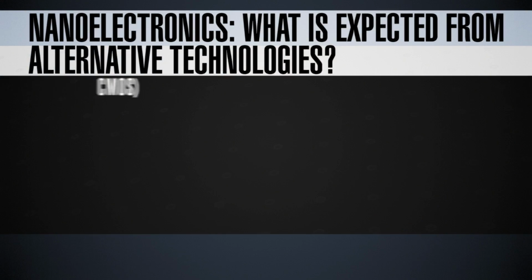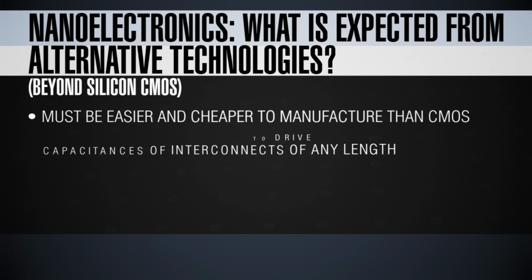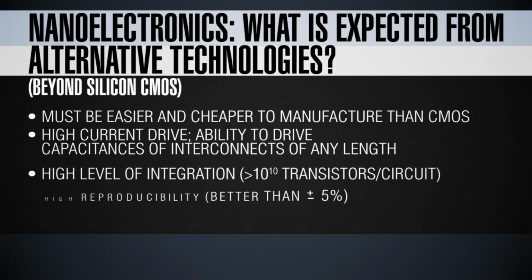In the rest of the presentation, I would like to focus on some applications. The first application that I want to talk about is nanoelectronics. So the real question is, what is expected from alternative technologies beyond the conventional silicon CMOS?